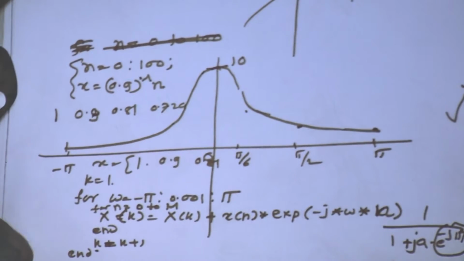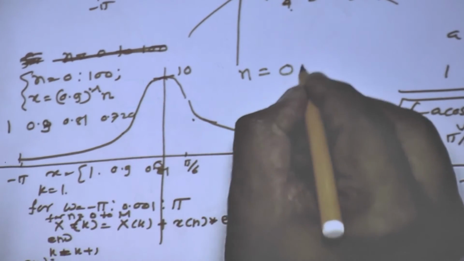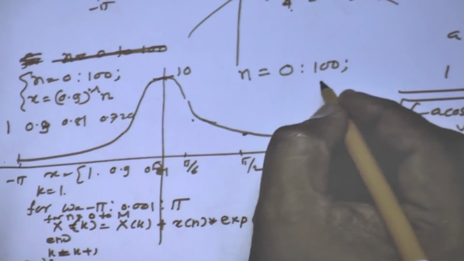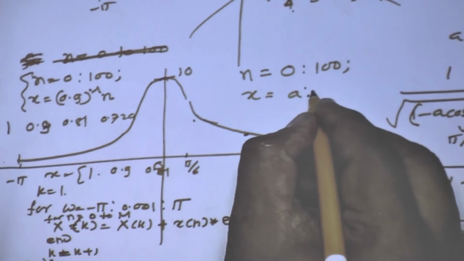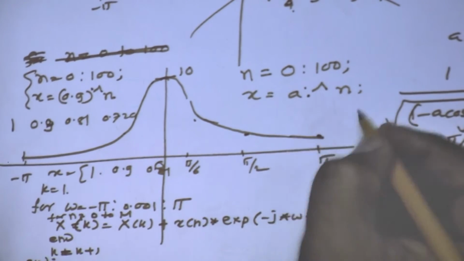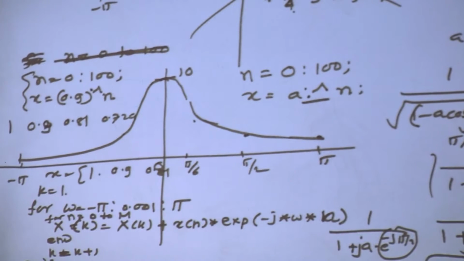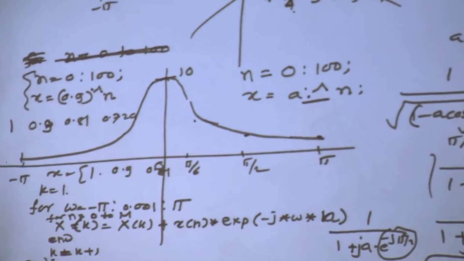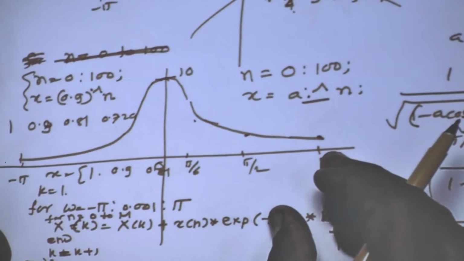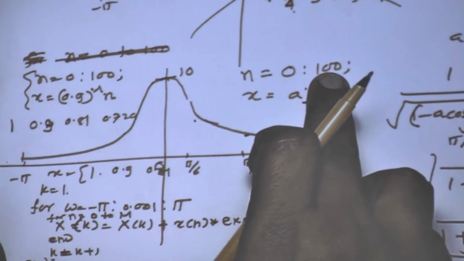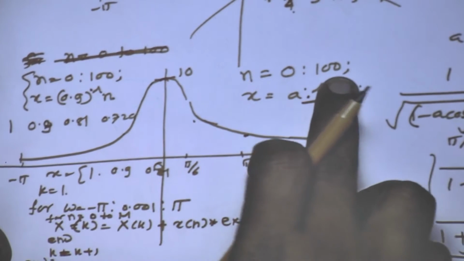Alright, I rewrite those two statements here: n is equal to 0 colon 100 semicolon and x is equal to a dot raised to n. This dot raised to gives a raised to 0, a raised to 1, a raised to 2, a raised to 100. Alright. This is not a to the power n u[n]. What is a to the power n u[n]? This 100 must be infinity. Infinity I cannot generate. So I am trying to approximate a to the power n u[n] by 100 values.